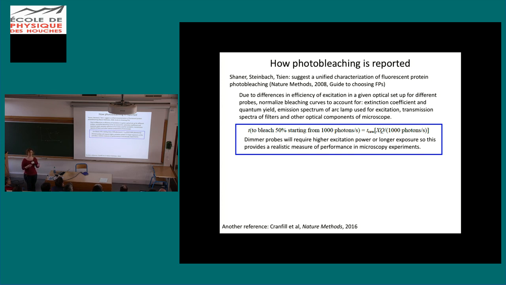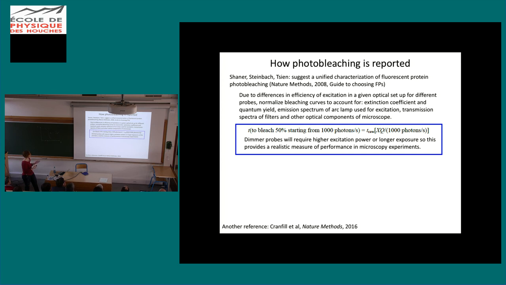So the metric that they came up with is that if you start with an emission rate of 1,000 photons per second, the time to bleach would be to go from 1,000 photons per second to 500 photons per second. So this is the key here: for each fluorophore that you're looking at, you don't excite them all the same. You actually excite them differently depending on their properties, such that you always start with 1,000 photons per second. And then from there, the question is how much time to decrease that rate by half.